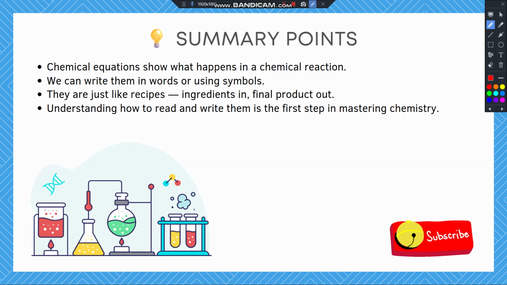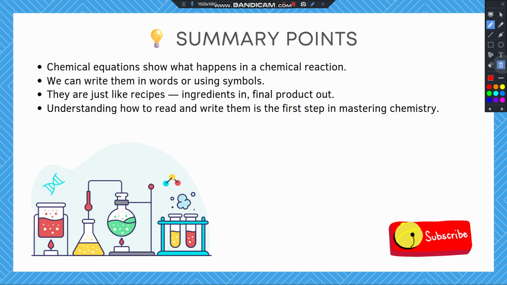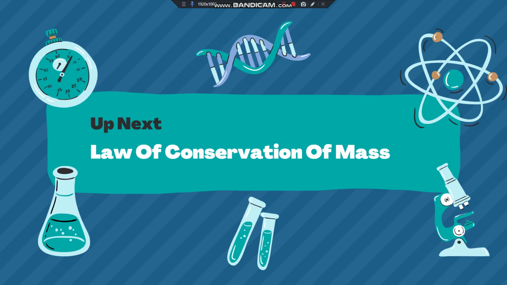First things first, chemical equations show what happened in a chemical reaction, and we can write them using words or we can use symbols, and then they are just like recipes. They tell us the ingredients that go in and the final product that comes out. Understanding how to read and write chemical equations is the first step to mastering chemistry. I'm sure you enjoyed every bit of this that showed us the foundation of chemical equations.